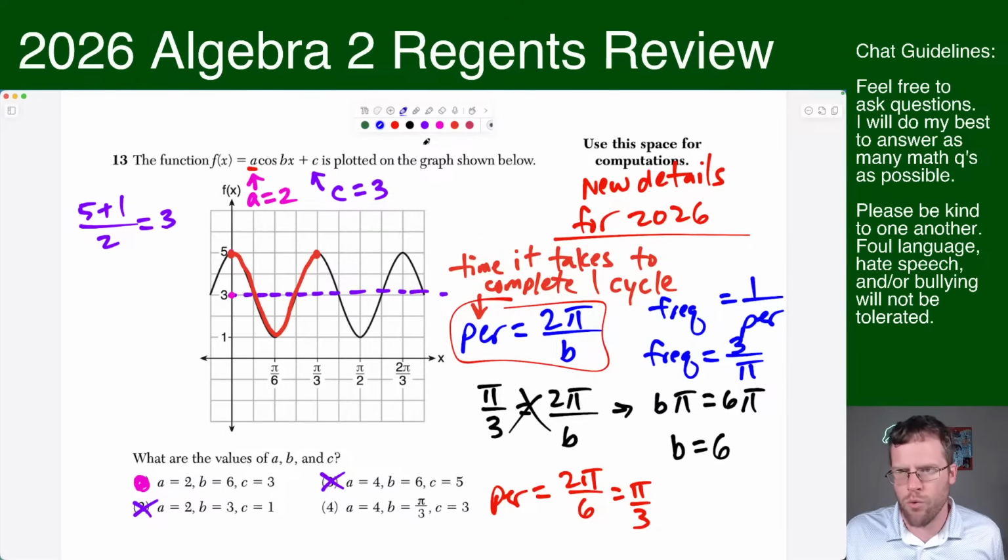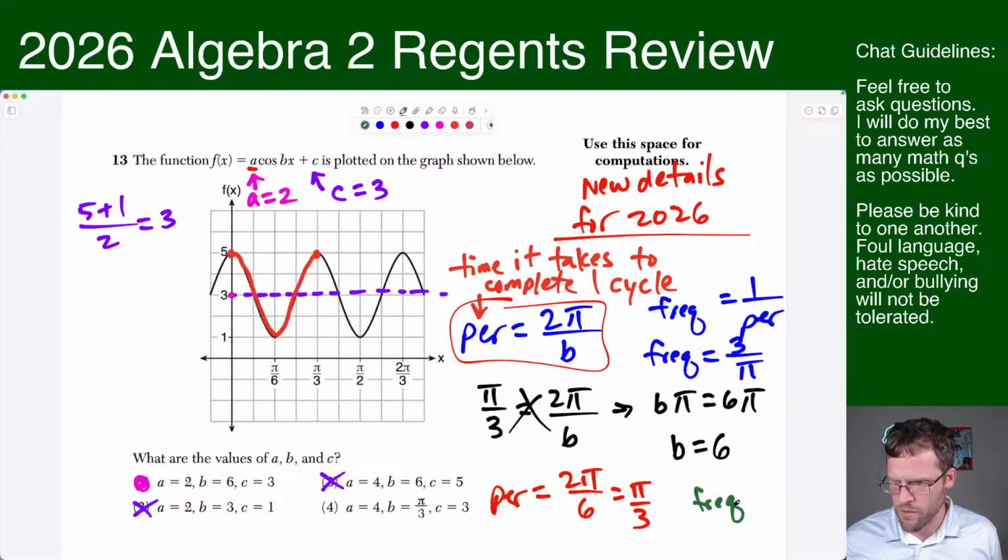Now, some people might say, wait a minute, why isn't it just the coefficient here? The reason is it's how many cycles it completes every 2 pi. If I leave this unsimplified, this would more likely show up here. Actually, let me make this look a little nicer. Before we simplified, we had 2 pi over 6. More likely they would show up like this in the answer choice.